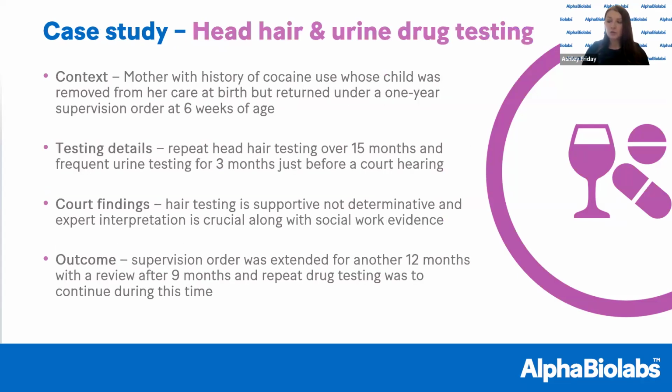We just wanted to share with you a case study where repeat testing had been used. For a little bit of context, it was a mother with a history of cocaine use whose child was removed from her care at birth, but then returned to her under a 1-year supervision order at 6 weeks of age. The testing details were that she was required to complete repeated hair strand testing over a 15-month period, also accompanied by some urine testing 3 months before the court hearing. We'll look at the court findings on the next page. I'll show you what the outcome was.